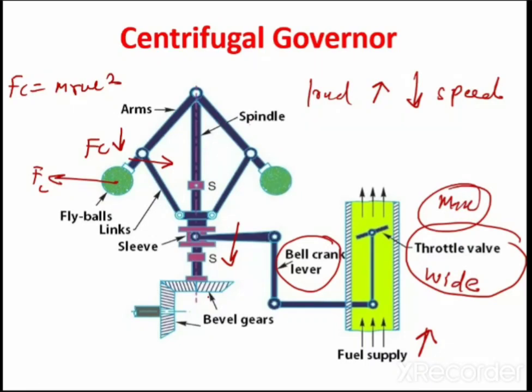This is case number one. Have you understood? Shall I repeat it? See, very simple. You keep it simple, I am also keeping it simple. Load increases, speed decreases. Centrifugal force will also decrease. These fly masses will move inward. Sleeve will move downward. This will operate the bell crank lever. This will operate the throttle valve, and it will open wide. And what will happen? It will increase the fuel supply.